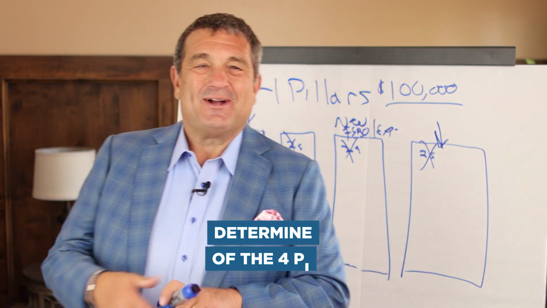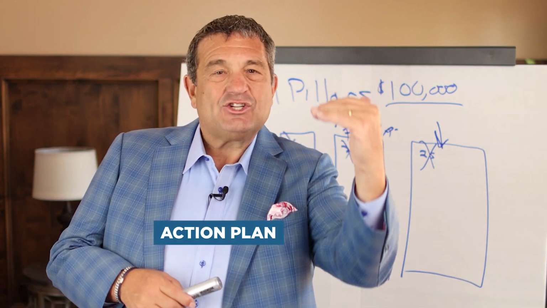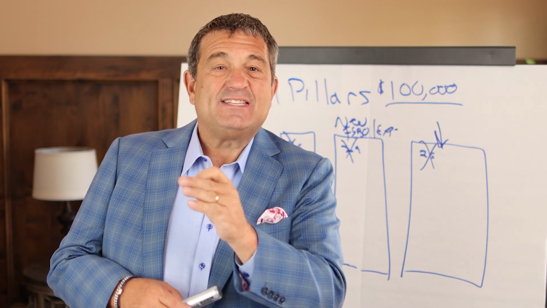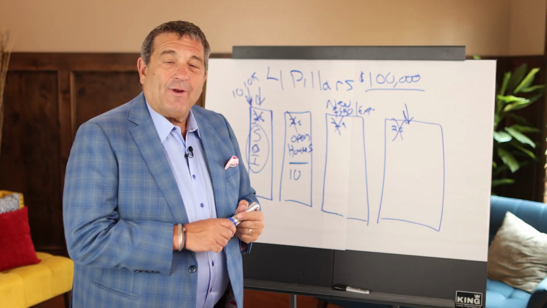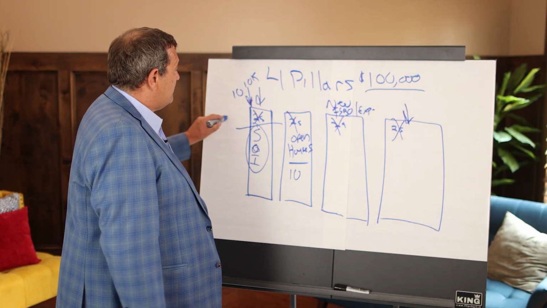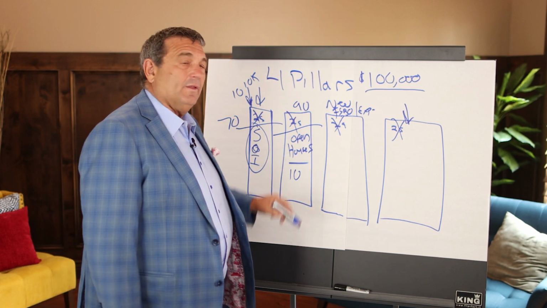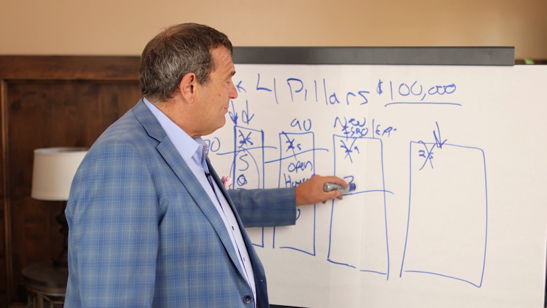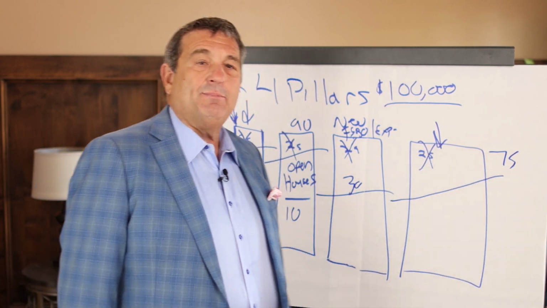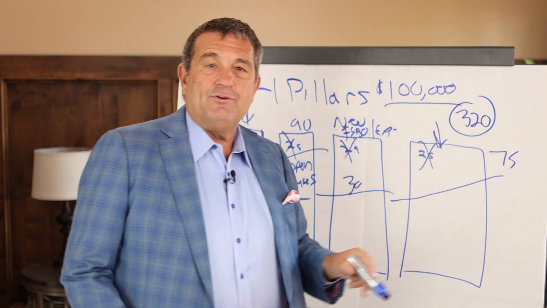Let me ask you all a question. What do you think is going to happen if you build an action plan worksheet on each one of the 4 pillars and you work each one of them as if it's the only thing you're going to do? Here's what I've known, and here's what I've experienced. You're going to hit 70% of your goal in this pillar. You're going to hit 90% of your goal in this pillar. You're going to hit 30% of your goal in this pillar, and you're going to hit 75% in this pillar, and you're going to end up making $320,000 instead of $100,000.